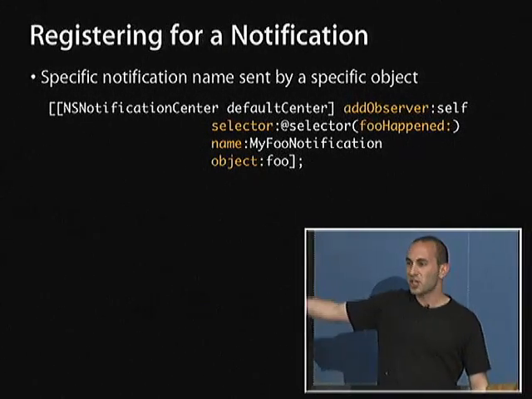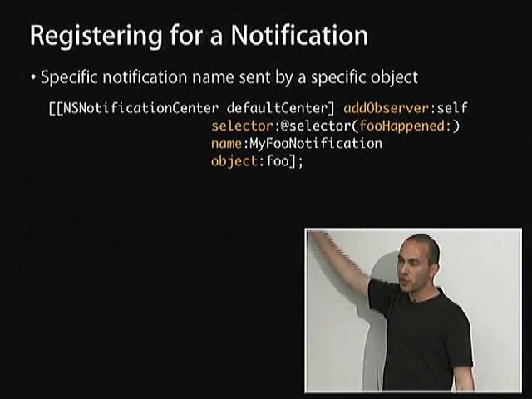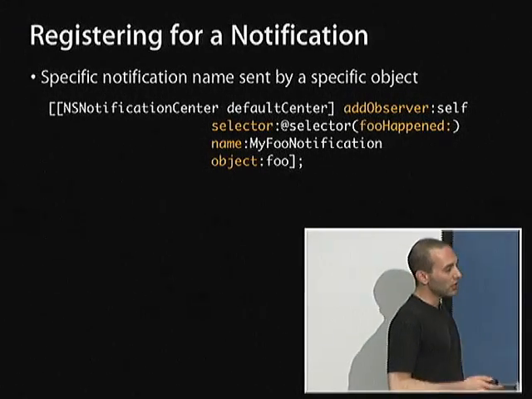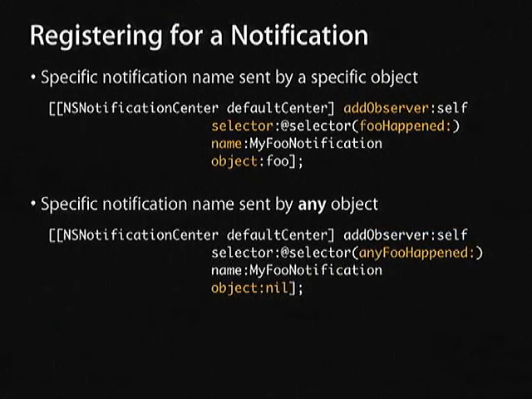And there's an object that you can pass in that says, I want to know when a specific object posted a notification. If you left that object field blank, then you're asking the notification center to tell you when any object posted a specific notification.